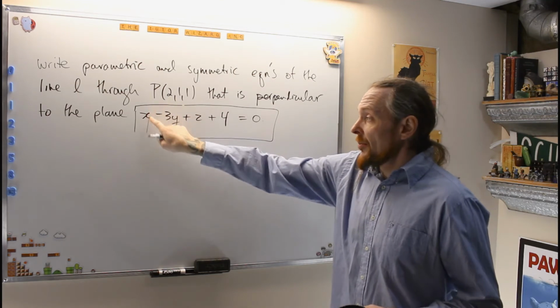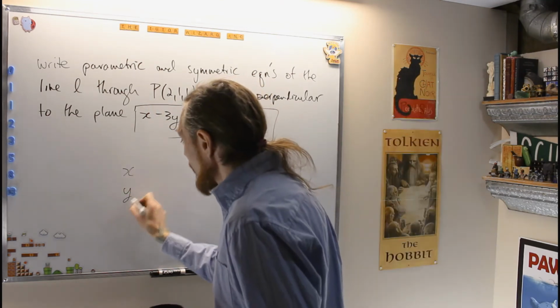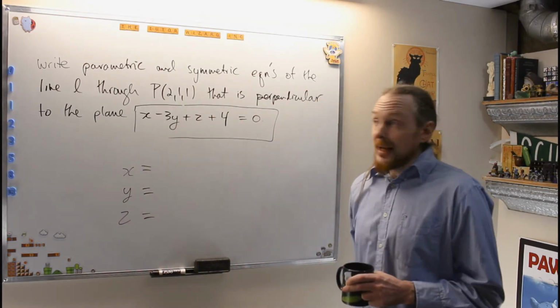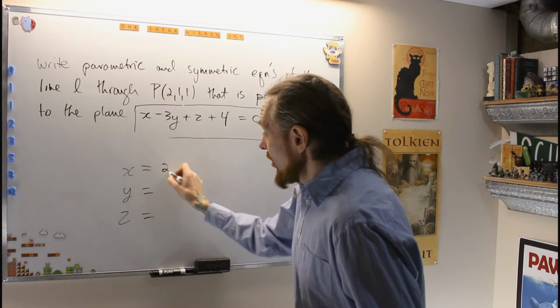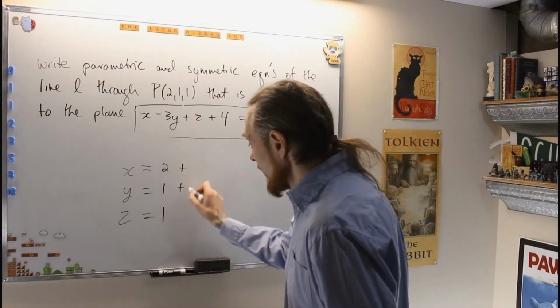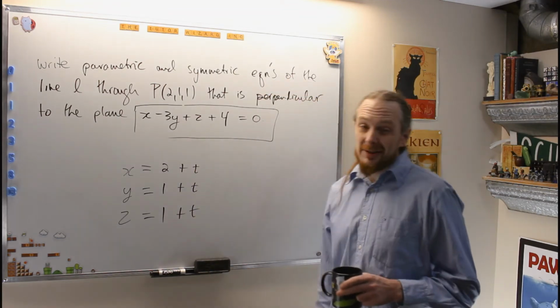So we do the parametric one first, and then we solve for t to get the symmetric. The parametric (x, y, z) equals. What do I need to build this line? I need a point on the line, (2, 1, 1). And then I need plus a variable t. That's why it's parametric, there's a parameter.